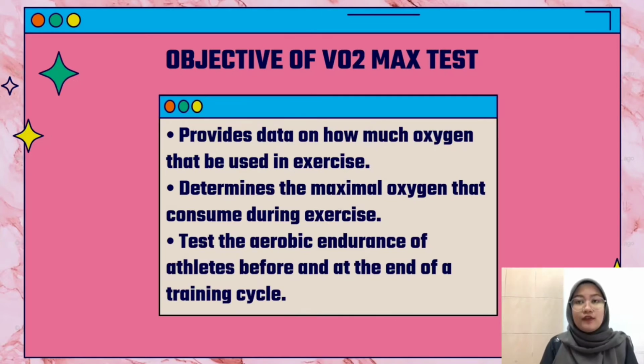Next slide. The objective of the VO2 max test. The VO2 max test provides data on how much oxygen can be used in exercise. Second, it determines the maximal oxygen consumed during exercise. It measures the maximum amount of oxygen a person can utilize during intense exercise. Third, it tests the aerobic endurance of an athlete before and at the end of the training cycle, to determine the athlete's cardiovascular fitness and performance capacity.